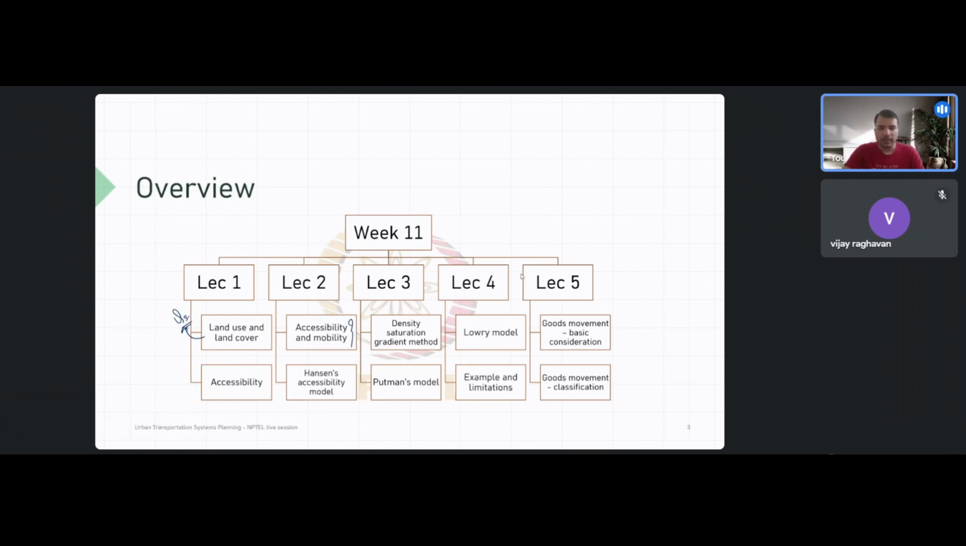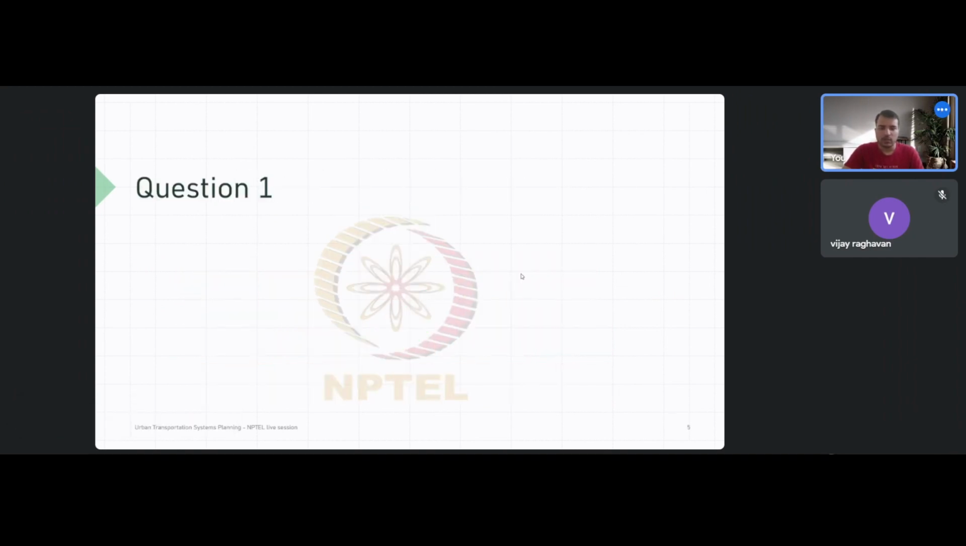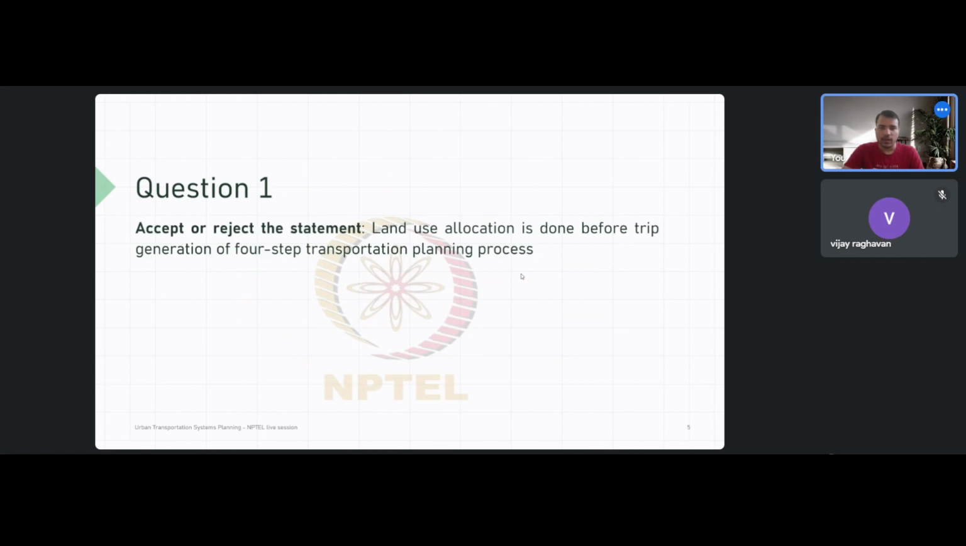So we'll start with the practice assignment. This is the first question. Accept or reject the statement. Land use allocation is done before trip generation of four-step transportation planning process. Accept or reject. Can I have a response for this?